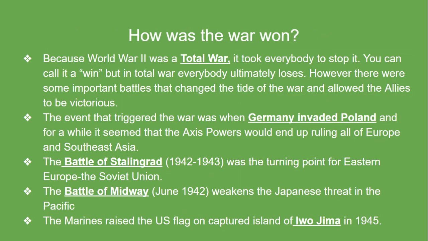Moving on. How was the war won? Because World War II was a total war, it took everybody to stop it. You can call it a win, but in total war, everybody ultimately loses. However, there were some important battles that changed the tide of the war and allowed the Allies to be victorious. The event that triggered the war was when Germany invaded Poland. And for a while, it seemed that the Axis powers would end up ruling all of Europe and Southeast Asia.